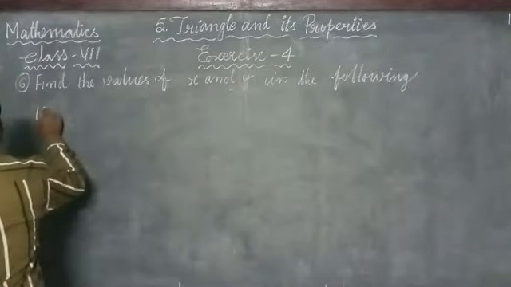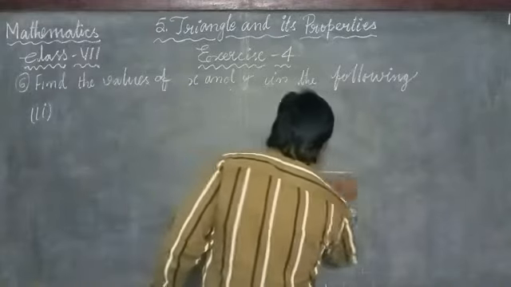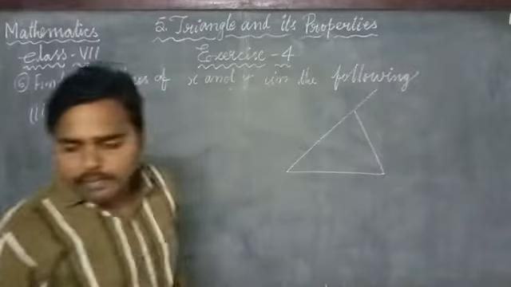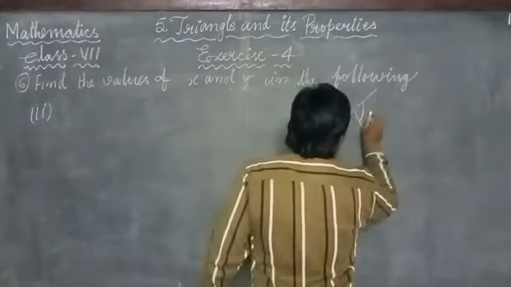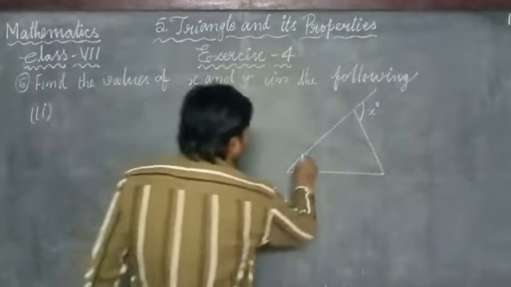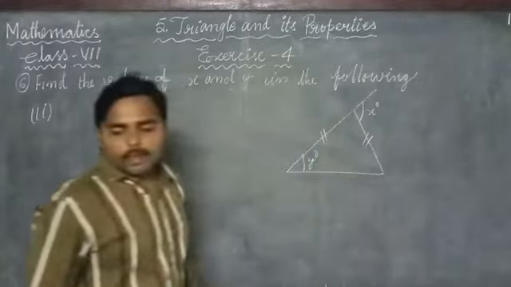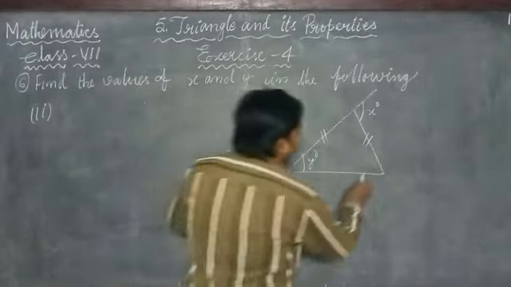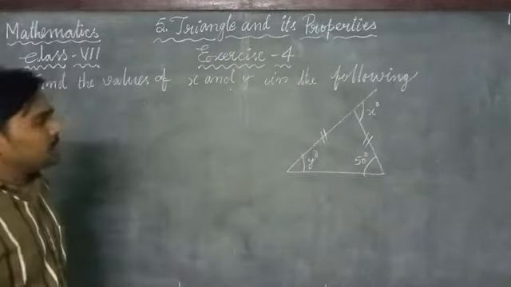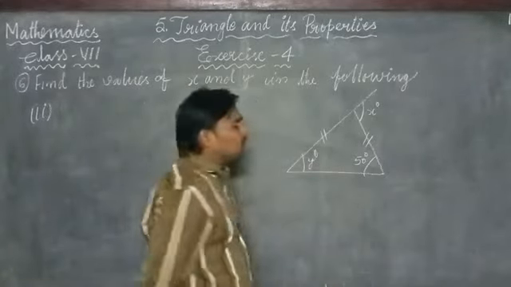The second problem. Here it is, the given triangle. Here they had given x degrees and y degrees, and this is the isosceles triangle they had given, and 50 degrees is one of the angles of the triangle. Here we have to find the x and y in the given figure.